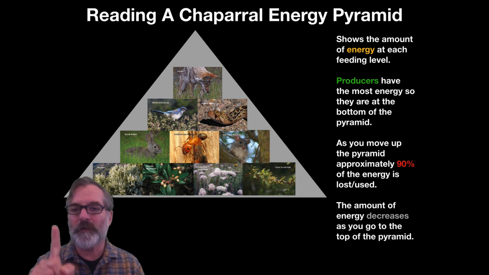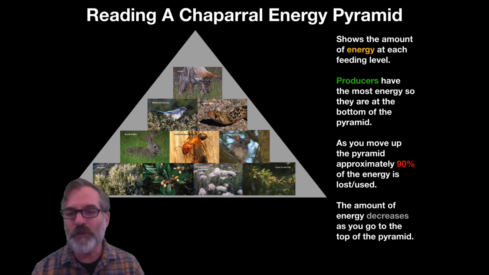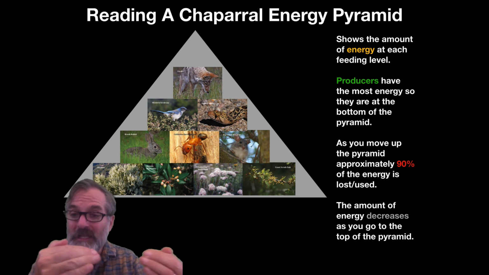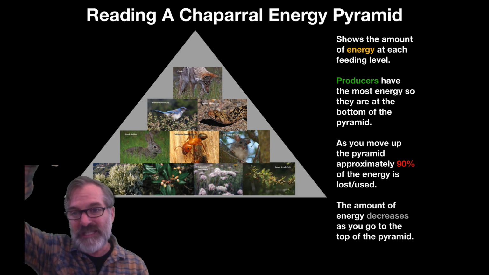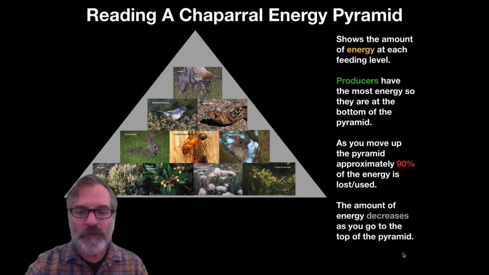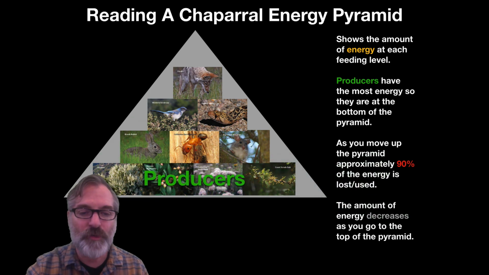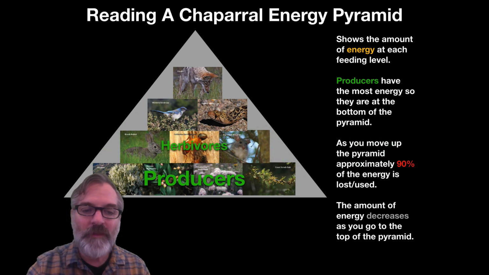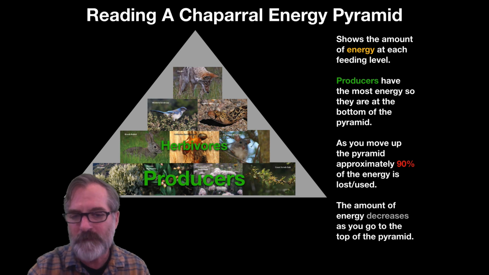So as you go up the energy pyramid, energy is lost, and the energy that can go to the next feeding level or trophic level actually decreases. All right, so on our first level, we have our producers, which are the chamise, mission manzanita, California buckwheat, and the scrub oak. And then on our second trophic level, we've got our bush rabbit, we've got our California harvester ant, and we've got the big-eared wood rat. Those are our herbivores, right, because they're eating the producers.